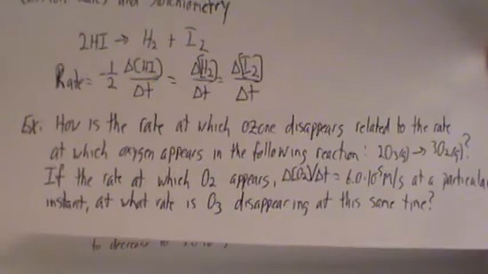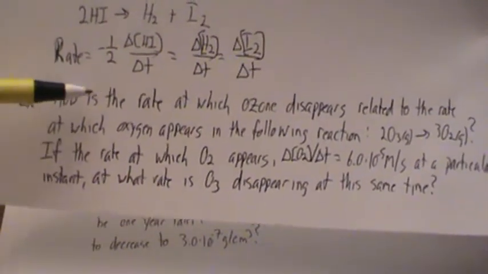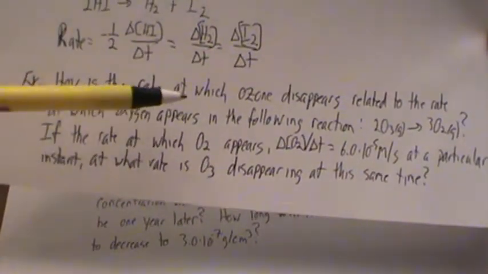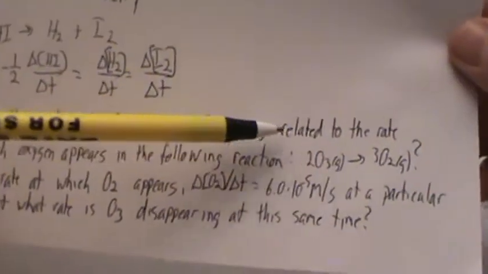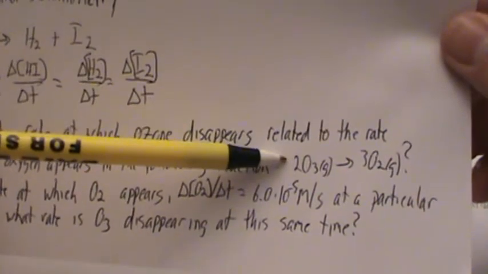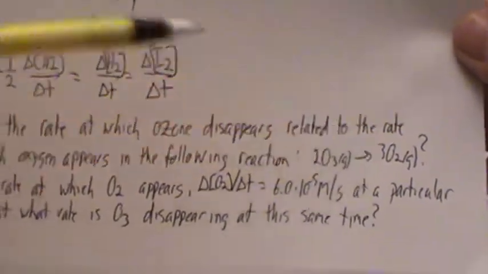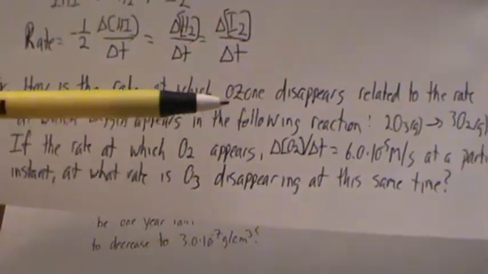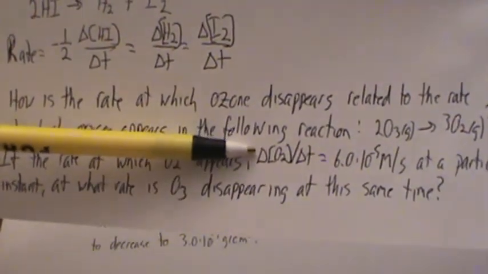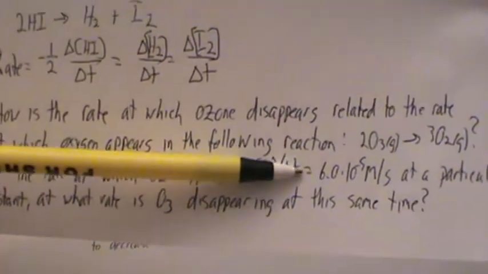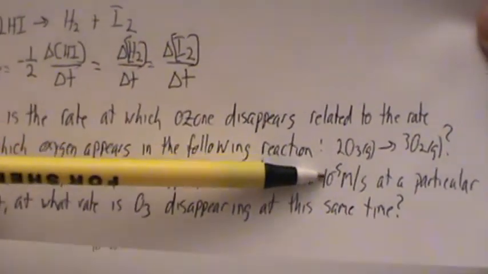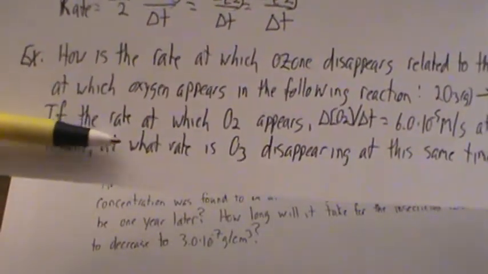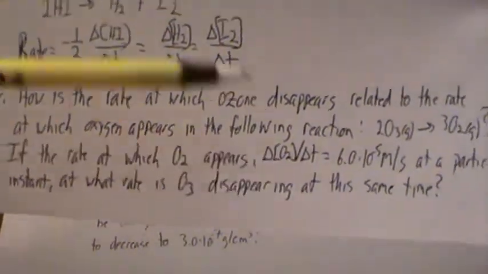So let's look at an example of this. It says, how is the rate at which ozone disappears related to the rate at which oxygen appears in the following reaction? Okay, so here's our reaction: 2O3 yields 3O2. If the rate at which O2 appears, change in O2 over change in time, is equal to 6.0 times 10 to the negative fifth molar per second at a particular instant, at what rate is O3 disappearing at the same time?